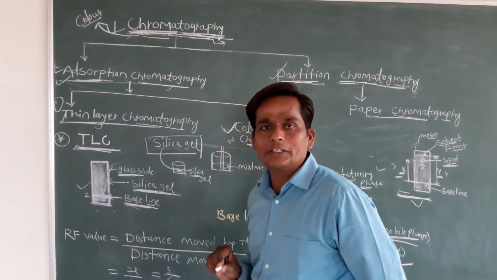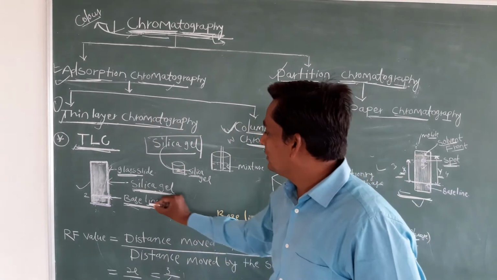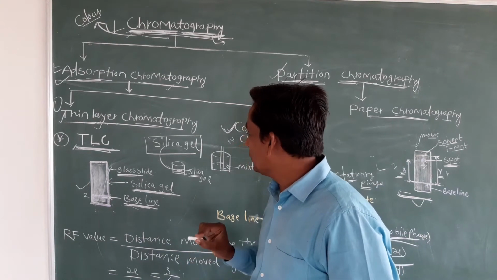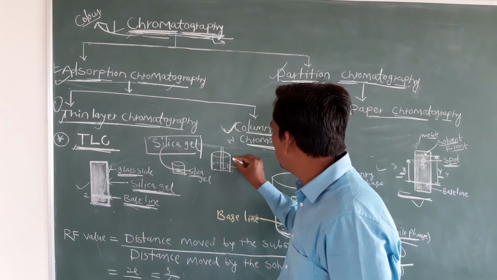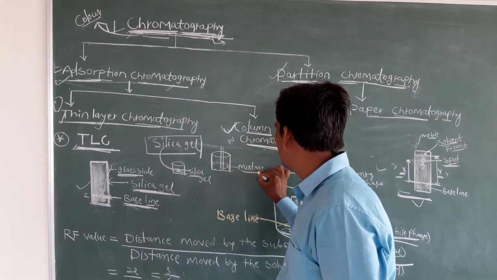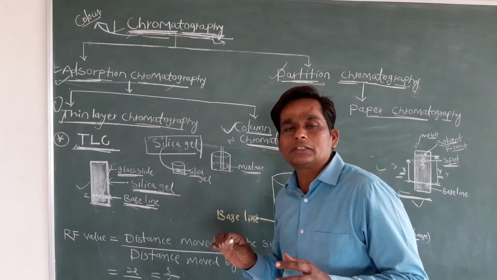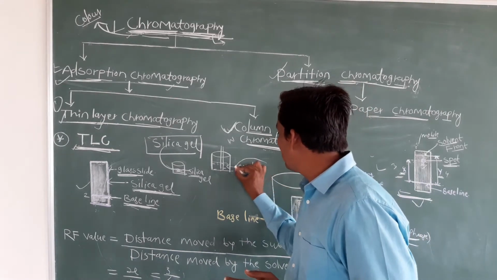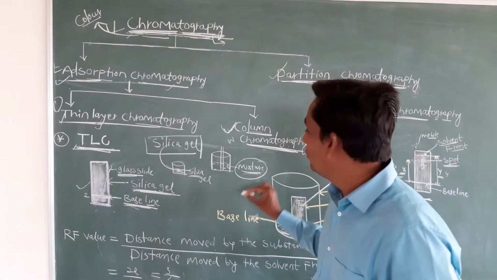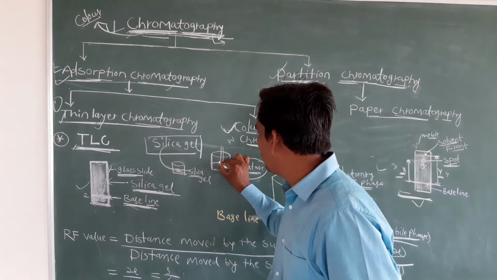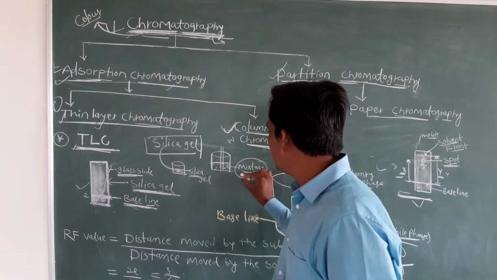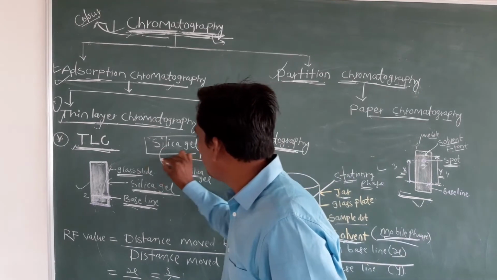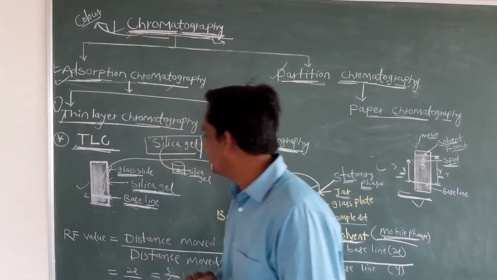Now I would like you to understand this much. This is your baseline. Whatever mixture you are given for separation, which mixture we have to separate or purify, we take in one beaker which contains a particular solvent, and we dissolve it. Then 2 to 3 drops of this mixture we put over the surface, at the center of this baseline.